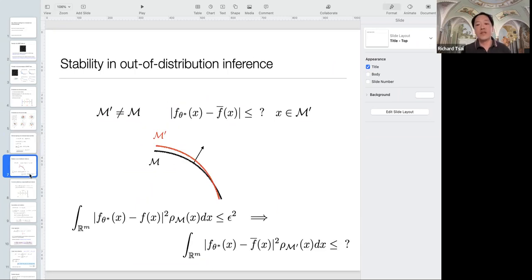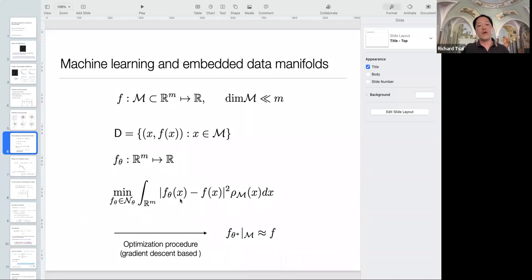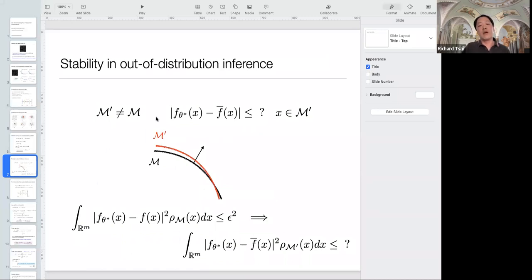Now, our question doesn't stop here. Our question is, what happens after training? When people say that you train a neural network, it refers to running an optimization procedure in the hope to find an optimizer, F theta star. So after you train and get a good neural network that satisfies these conditions, there are practical situations where you want to evaluate this function that you just constructed on some points which are close to your data manifold, but not exactly on the data manifold. We denote this set of points by some other manifold M prime, which is close to M, but not precisely M. And here you see an F bar.